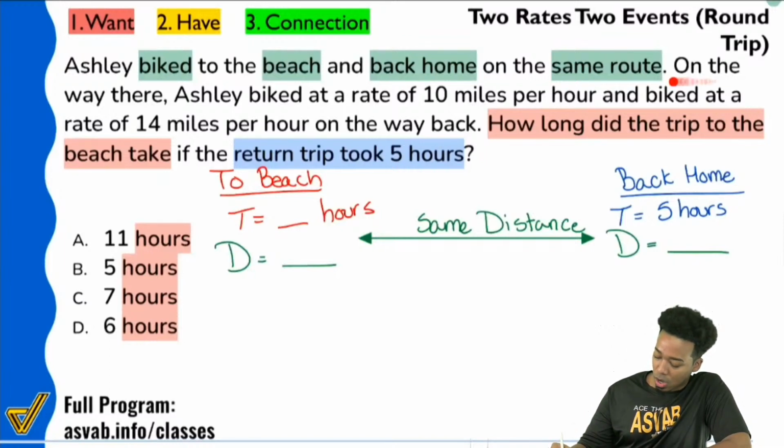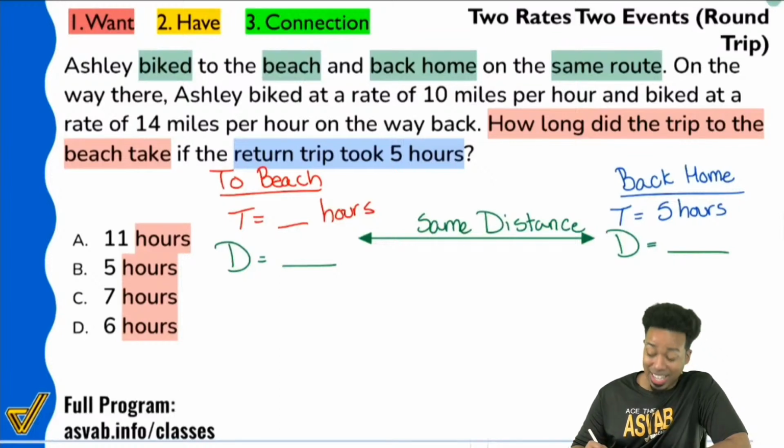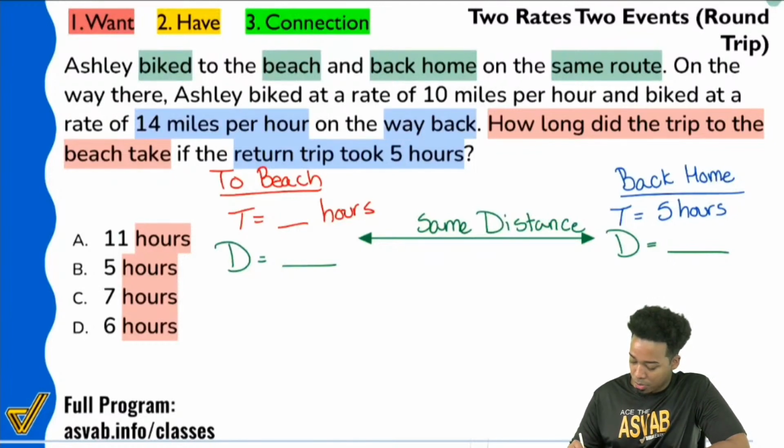Okay, so from there, although we don't know what the distance is yet, we can keep reading through the information and we see that it says on the way there, Ashley biked at a rate of 10 miles per hour and biked at a rate of 14 miles per hour on the way back. Everyone, on which side should I put the 14 miles per hour? Again, listen carefully. Should I put that on the beach or back home? Yep, on the way back. 14 miles per hour on the way back.